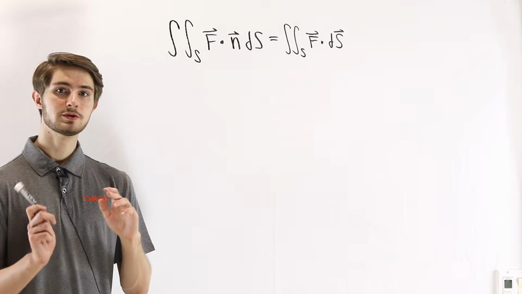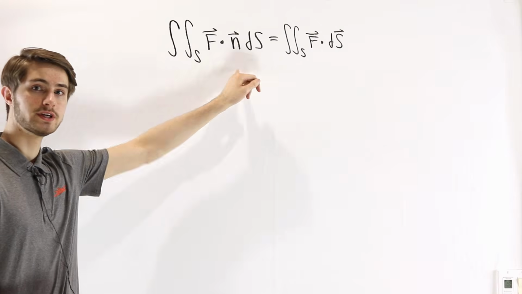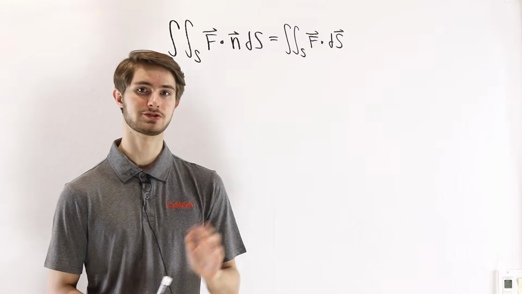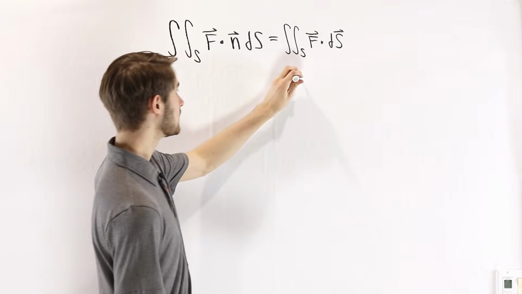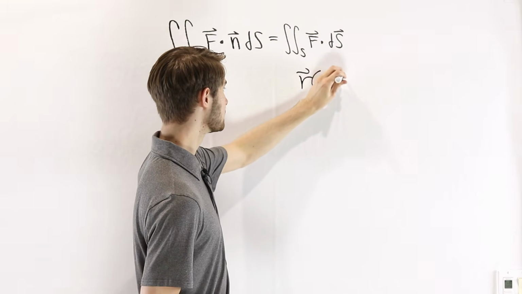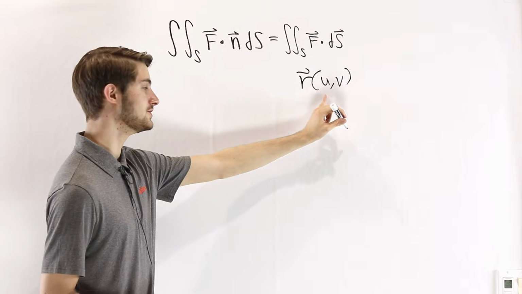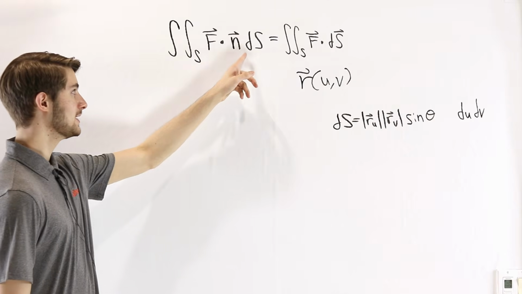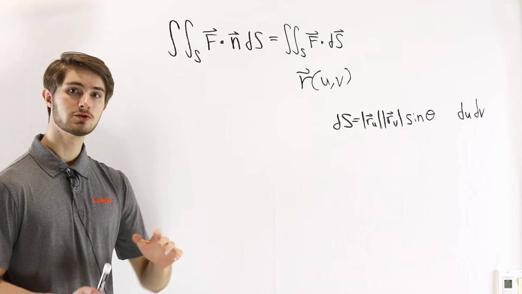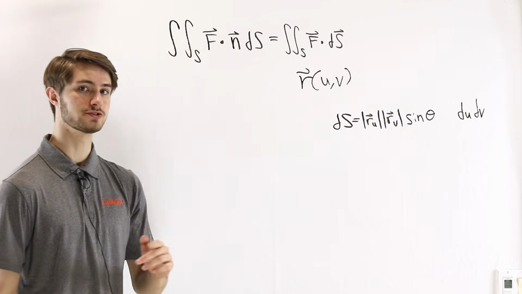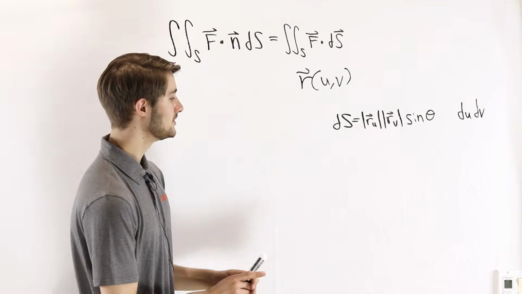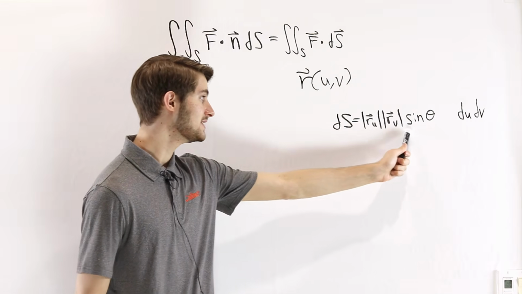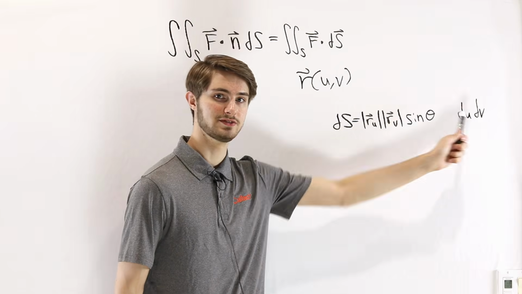From here, turning this vector field surface integral into something we can actually compute follows a lot of the same steps as we did with scalar field surface integrals. Just like before, our first step will be to parametrize the surface in terms of some function r of u and v. Then we need to figure out how to find the unit normal vector n times dS. We can start with the formula that we found when we were doing scalar field surface integrals, that dS is equal to the magnitude of r sub u times the magnitude of r sub v times the sine of the angle between them times du dv.